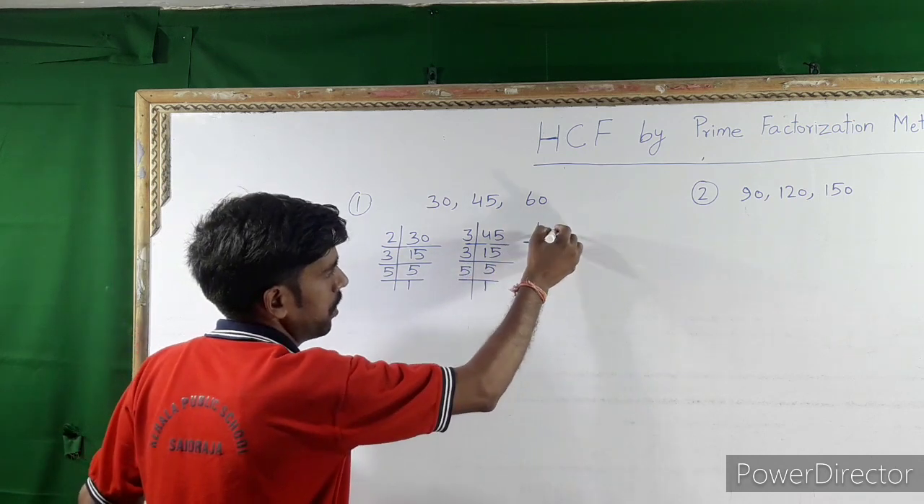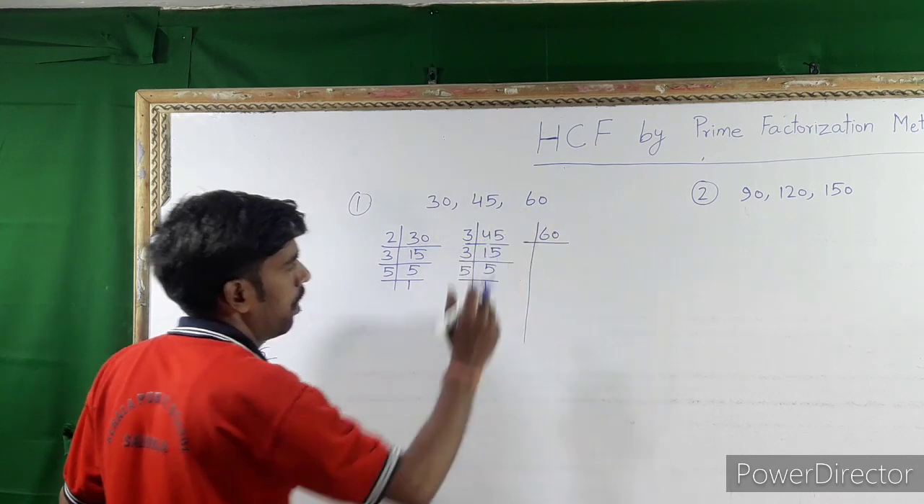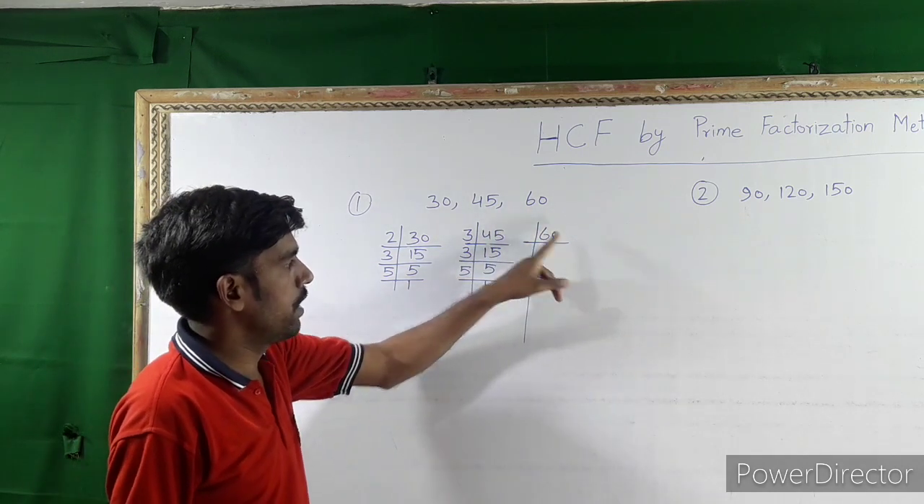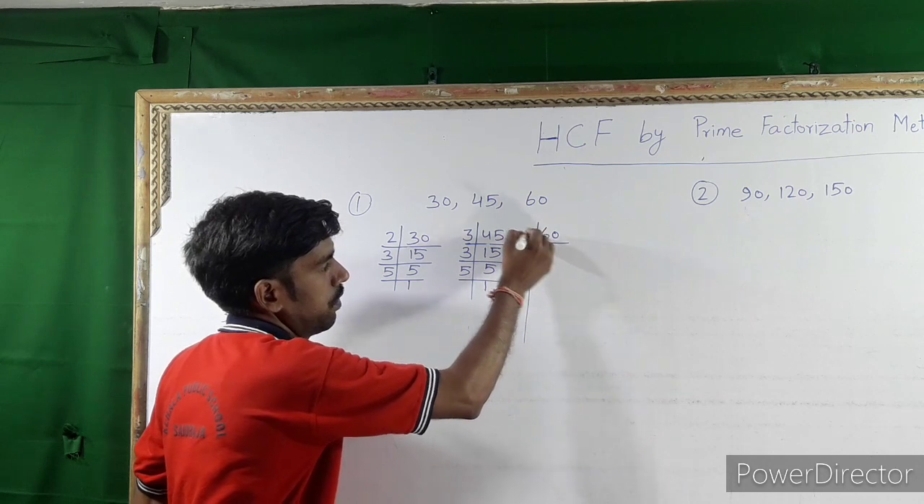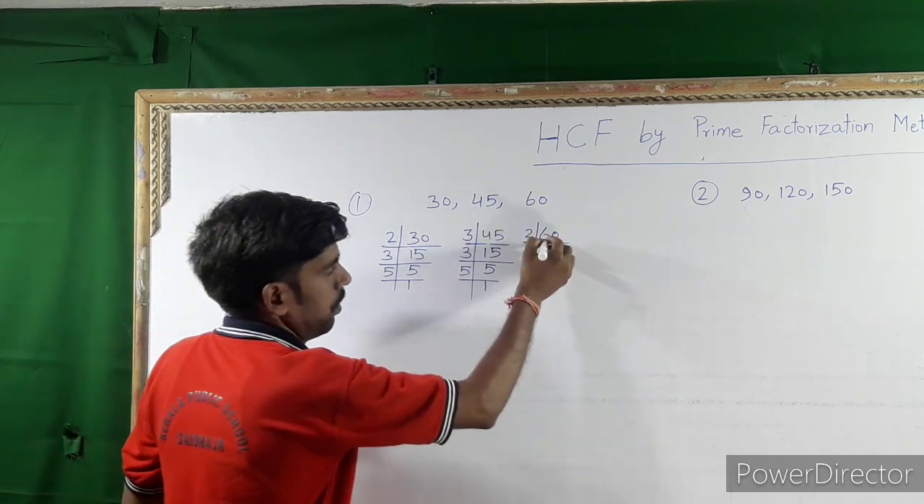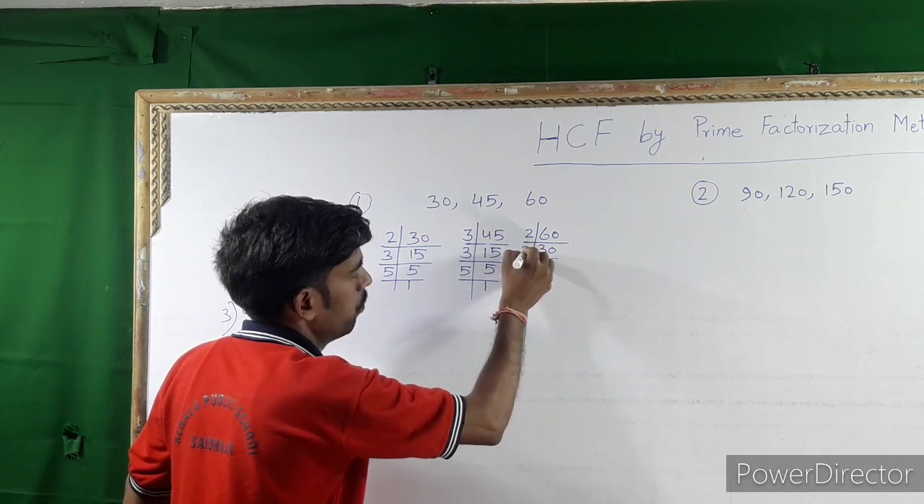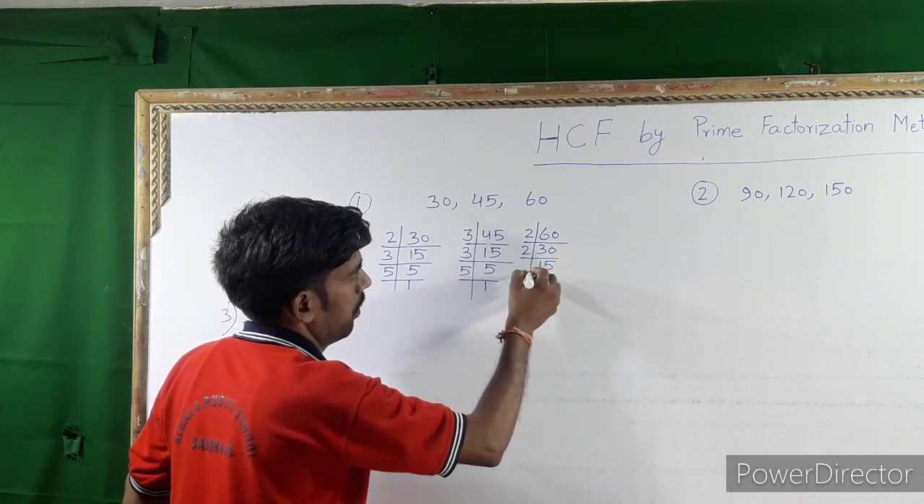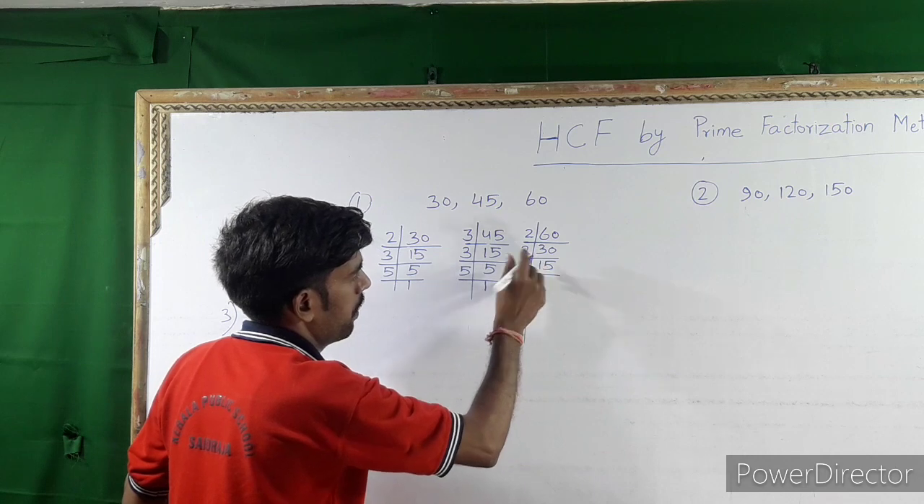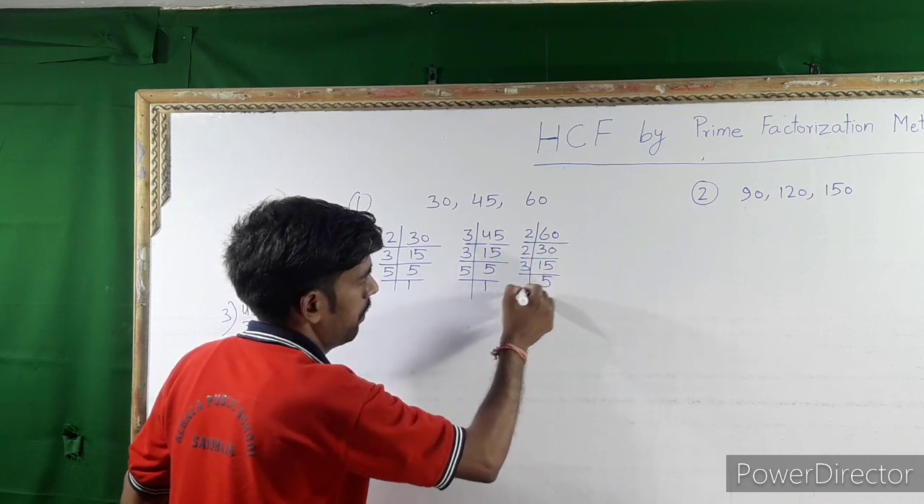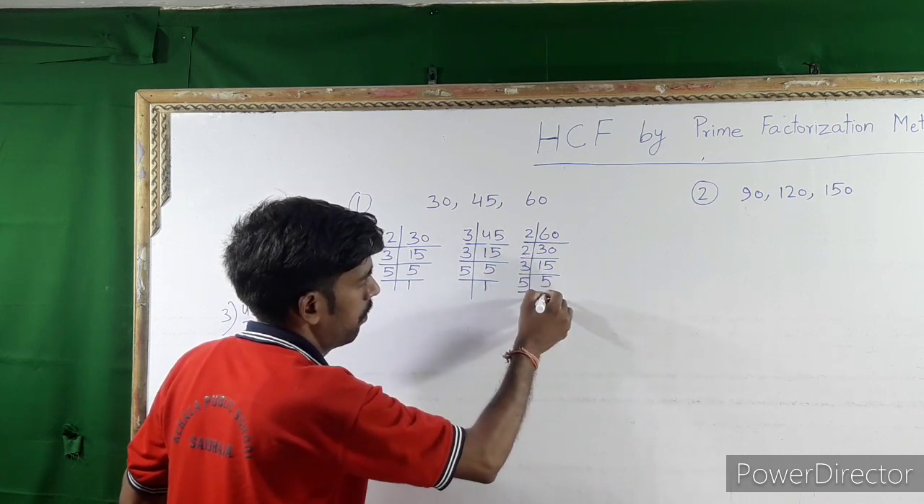Now 60 is divisible by 2 because its ones place digit is 0. So take 2. 2 threes are 6, 0. Now 30 is also divisible by 2, 15 times. 15 is divisible by 3, 5 times, and 5 is divisible by 5.